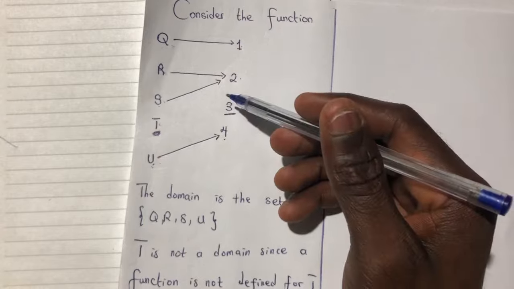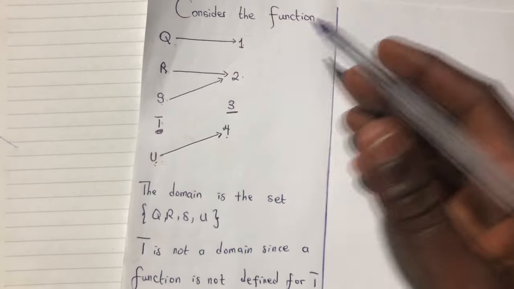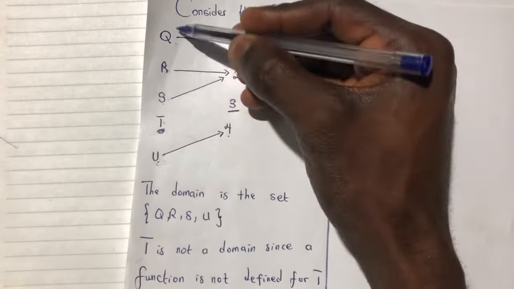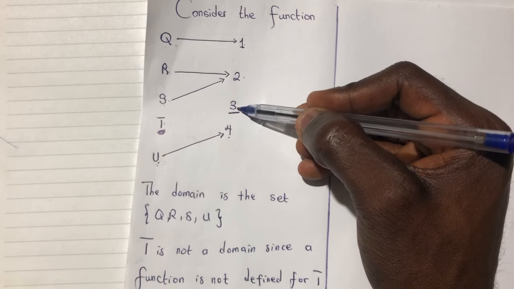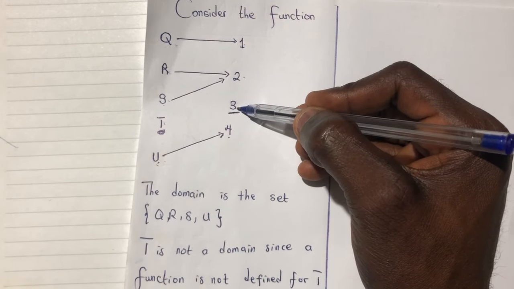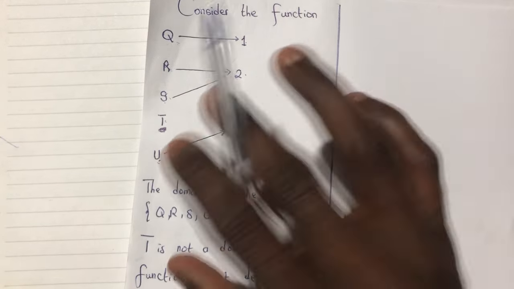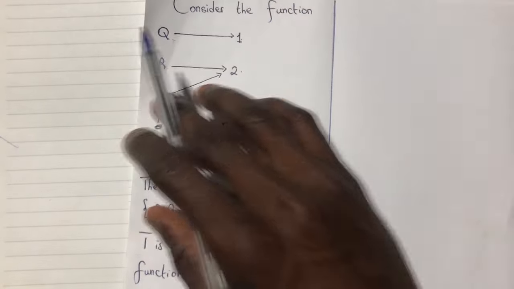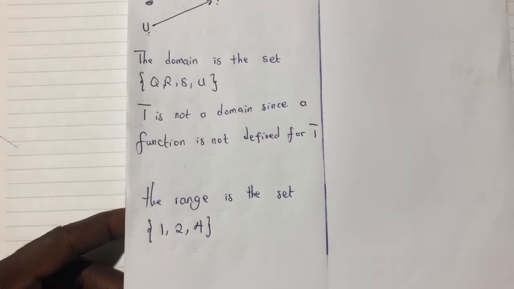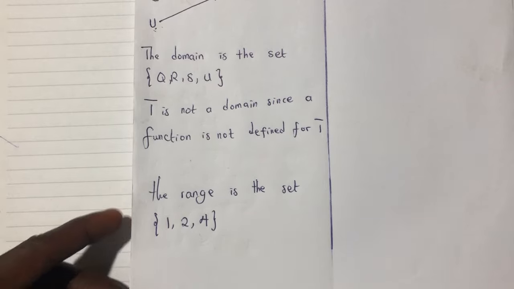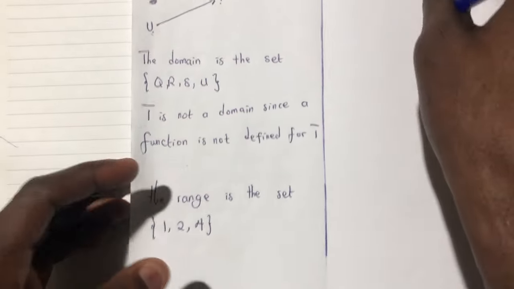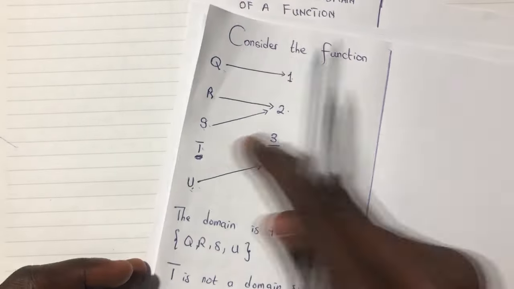Of the domain. Do we understand? So since there is no letter in the domain that is mapped to 3, 3 is said not to be a range. So this is the basic concept of range and domain. I hope we got the concept through whatever we have here.